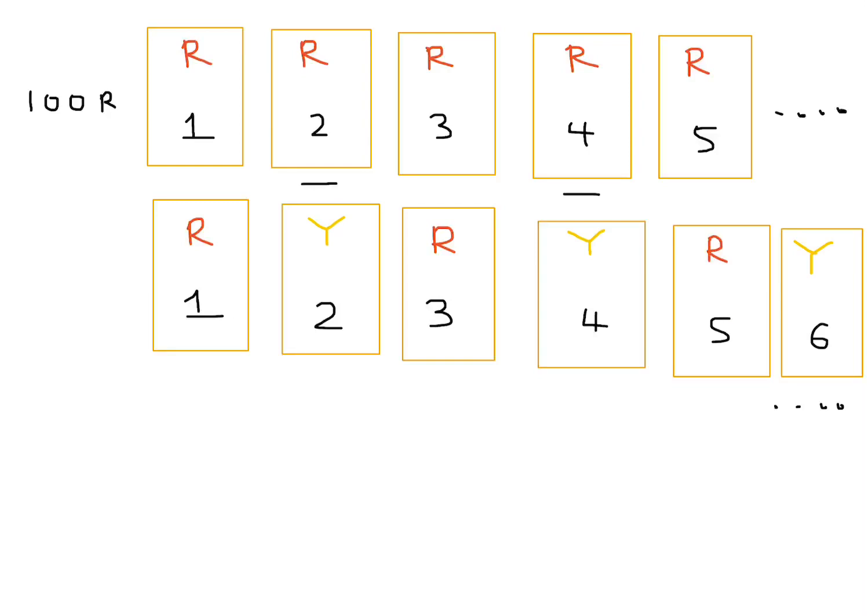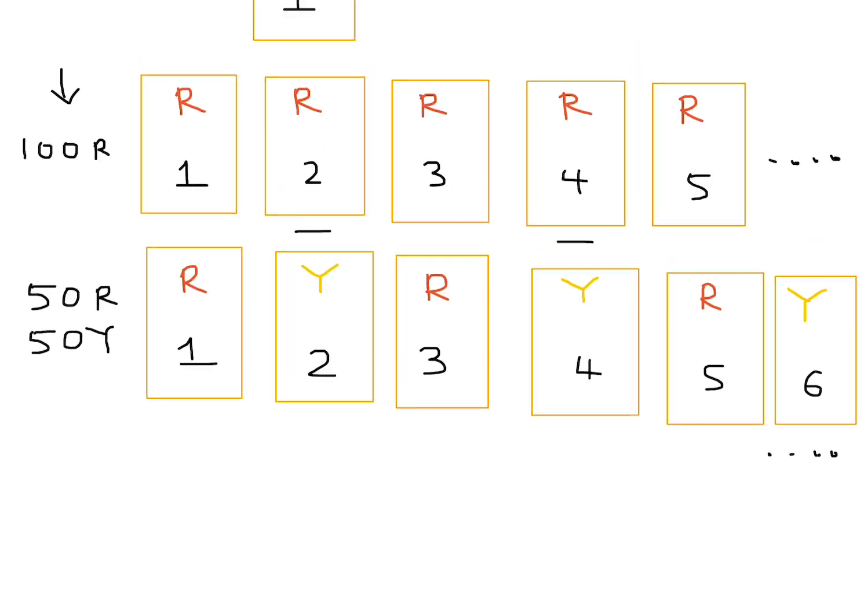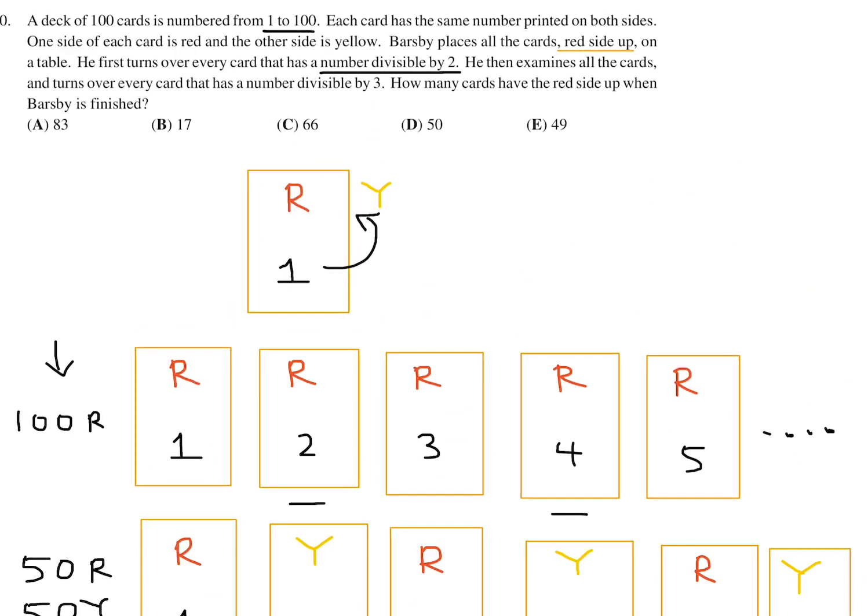So at this point, what's our count? We've got all the cards divisible by 2 flipped, so that's half of the cards. That means 50 cards are now red, and the other 50 are yellow. All right? And then the final step, what he does is he examines all the cards, and now he turns over every card that has a number divisible by 3.